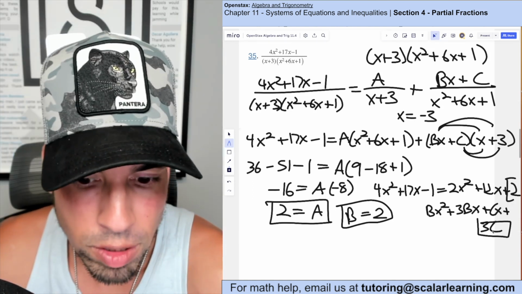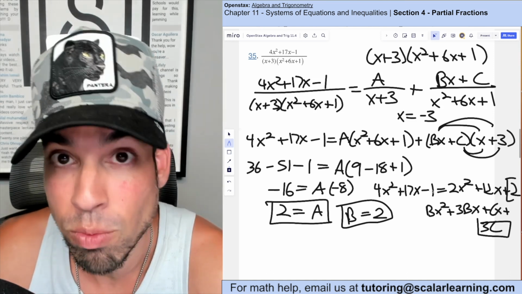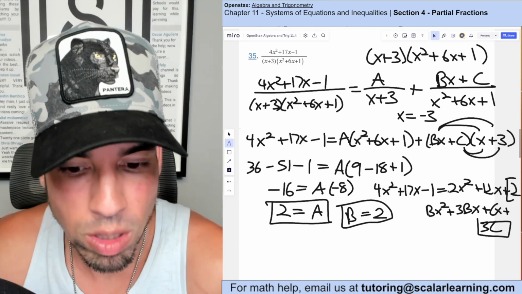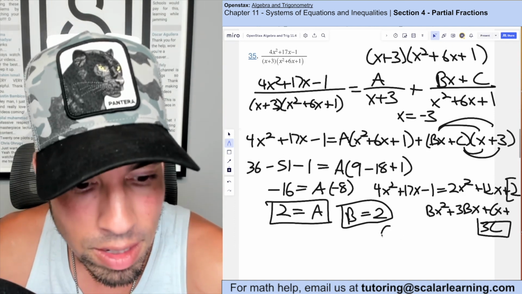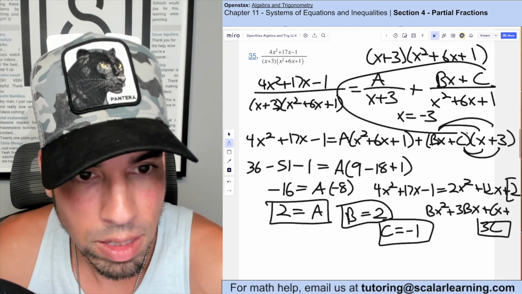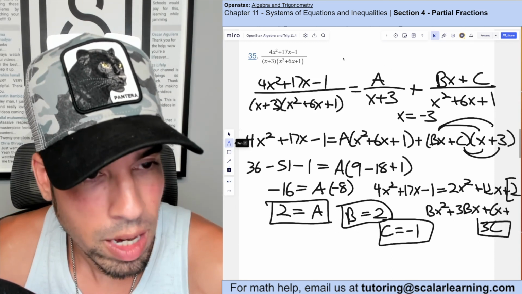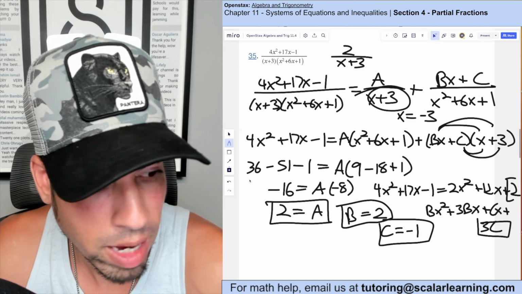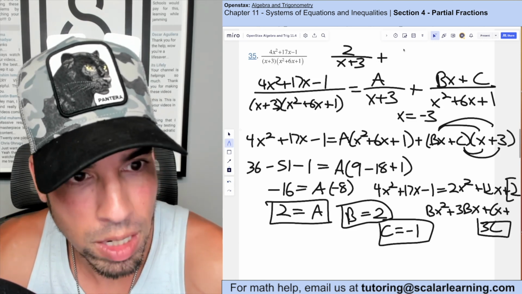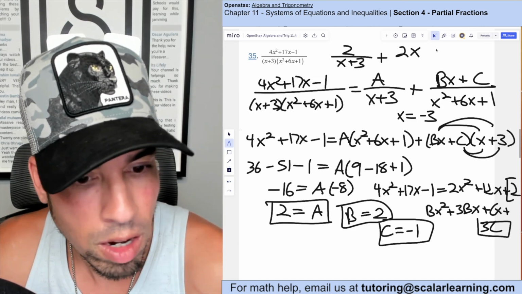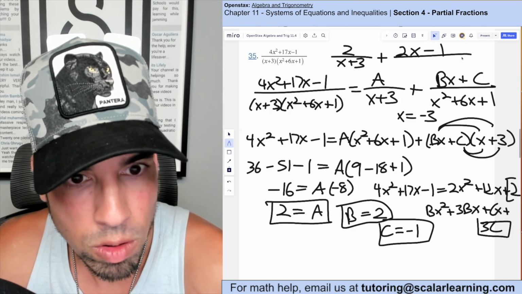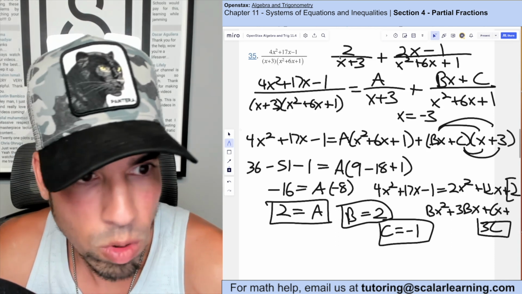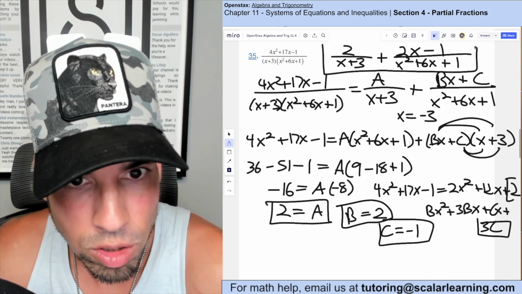So 2 plus 3c is supposed to give me -1, which means that this has to equal -3. -3 plus 2 is -1, meaning that c is -1. Now going back to this, we can get our final answer. We got a, which is 2 over x plus 3, plus b, which is 2x, plus c, which is -1, over that quadratic, x squared plus 6x plus 1. And that is how you do it.